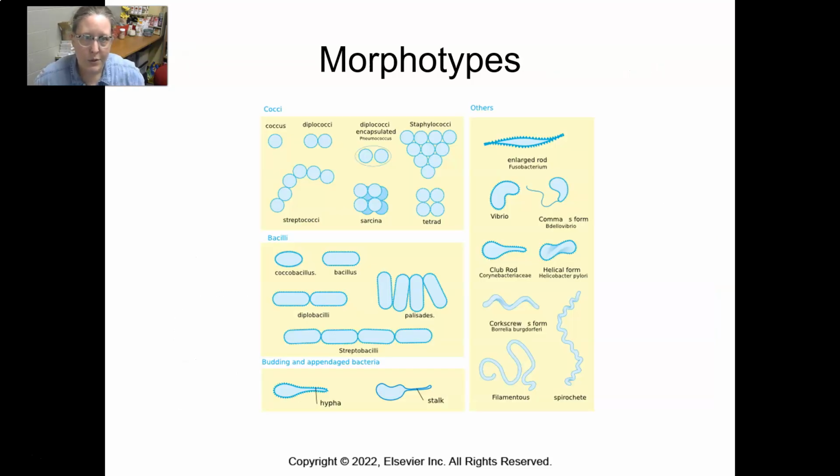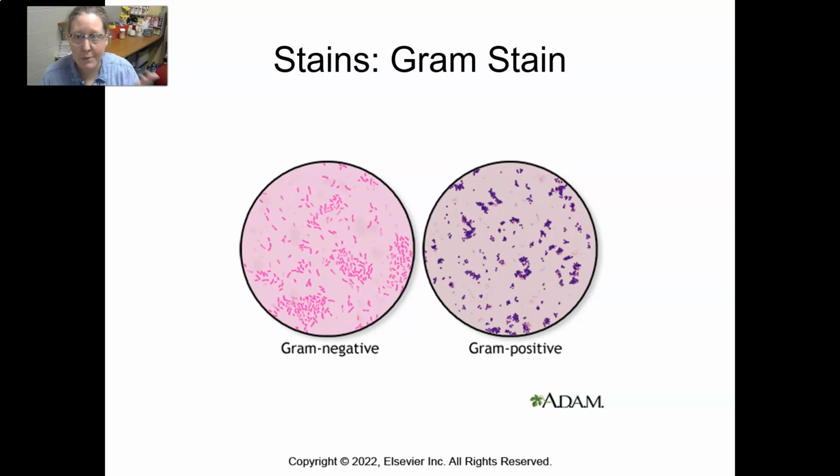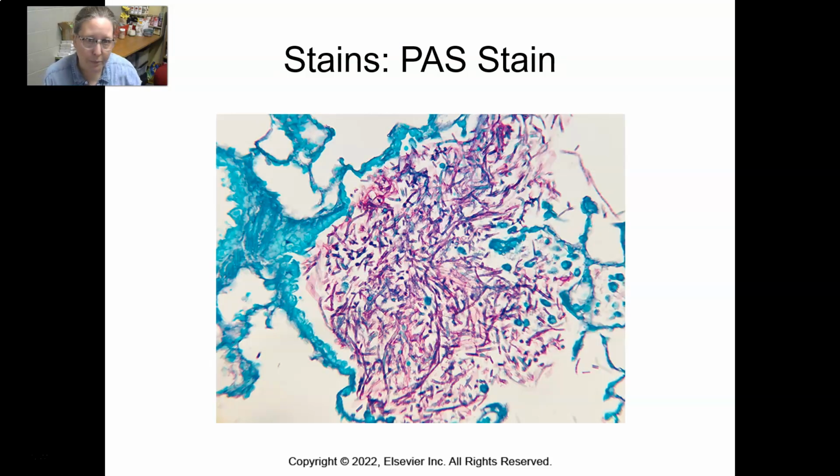So the morphotype you can identify, so you need to be able to look at their morphology. Are there cocci, diplococci, streptococci, sarcina, staph, which is cocci in clusters? Do we have a coccobacillus, a bacillus, streptobacilli, etc.? And then note, of course, usually their gram stain reaction as gram positive or gram negative. So we do the gram stain, that's the primary staining method that we use in micro. Gram negatives are pink, gram positives are purple.